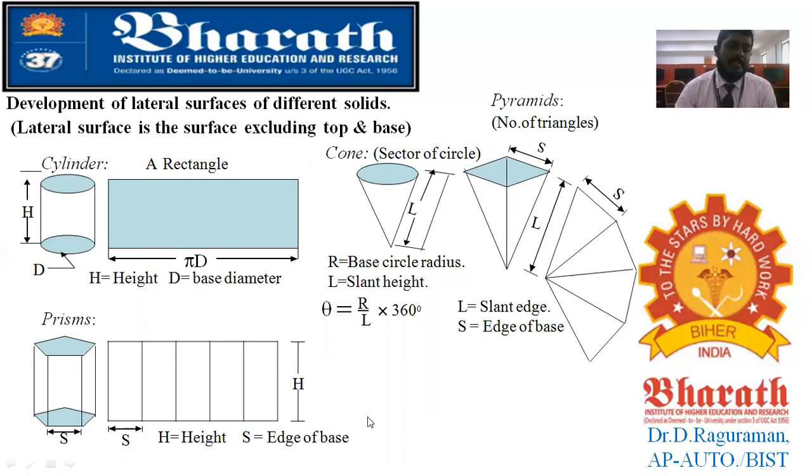And in the case of a prism, what is represented here is a pentagonal prism. You will know a pentagon has 5 sides. As it is a prism, the bottom is also a pentagon and the top surface is also a pentagon. So while unwrapping, there will be 5 rectangular surfaces, because a pentagonal prism has 5 rectangular surfaces.